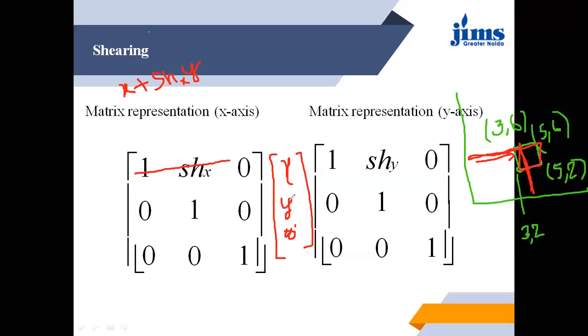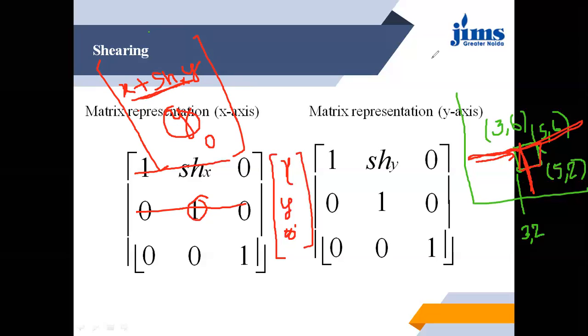plus 0 plus 0, and when we multiply this, it is only this value. So y, and the last one is 0. So you can see from here that only the value of x is going to be changed. The value of y is not changing.